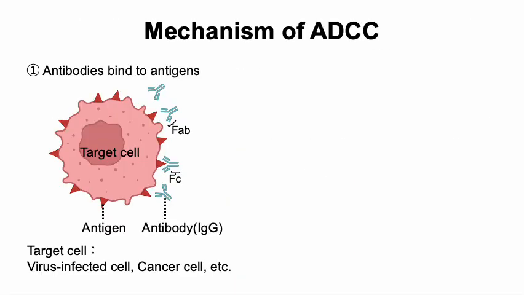Now, let's look at the mechanism step by step. First, please look at the target cell. This can be a virus-infected cell or a cancer cell. Antibodies, specifically IgG, find this target cell and bind to the antigens on its surface. The Fab region of the antibody grabs the antigen.